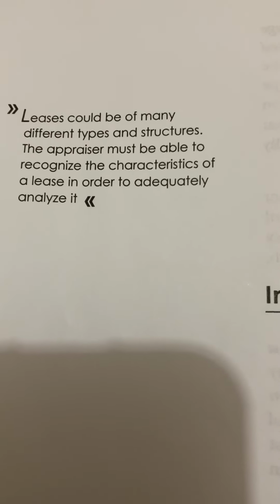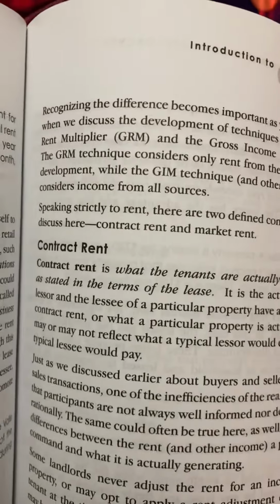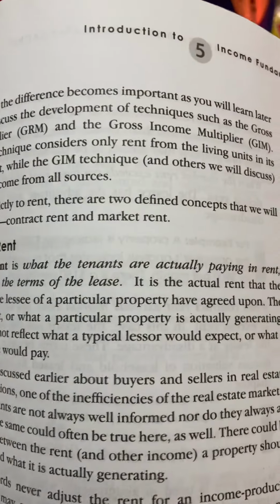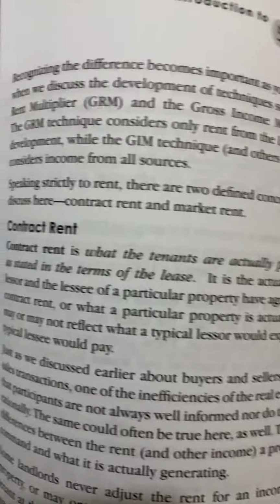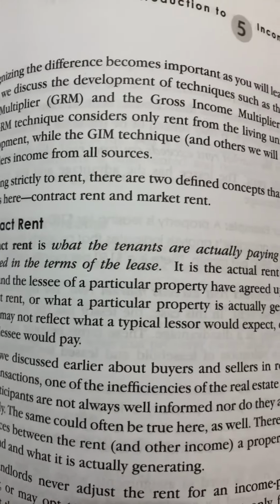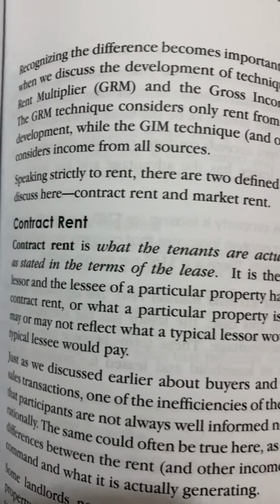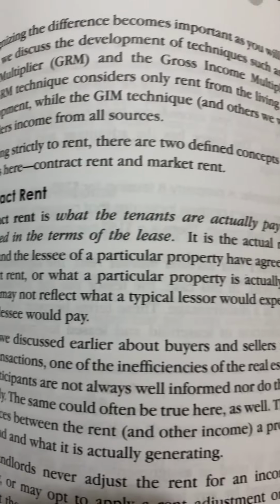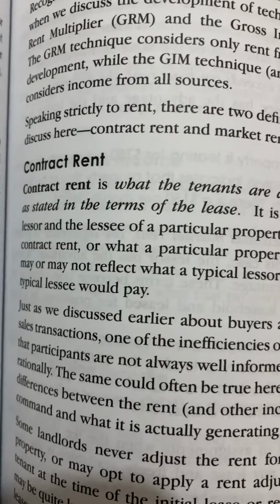Leases could be of many different types and structures. The appraiser must be able to recognize the characteristics of a lease in order to adequately analyze it. Page 157. Recognizing the difference is important, as you will learn later when we discuss the development of techniques such as the gross rent multiplier, GRM, and the gross income multiplier, GIM. The GRM technique considers only rent from the living units in its development, while the GIM technique and others we will discuss consider income from all sources.